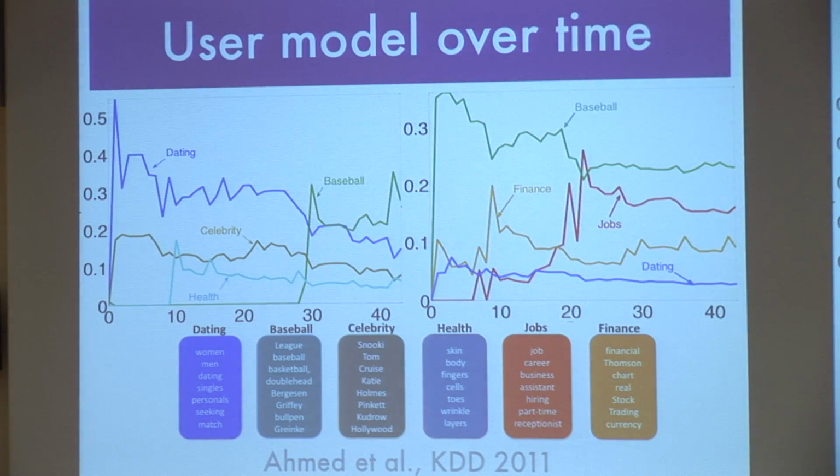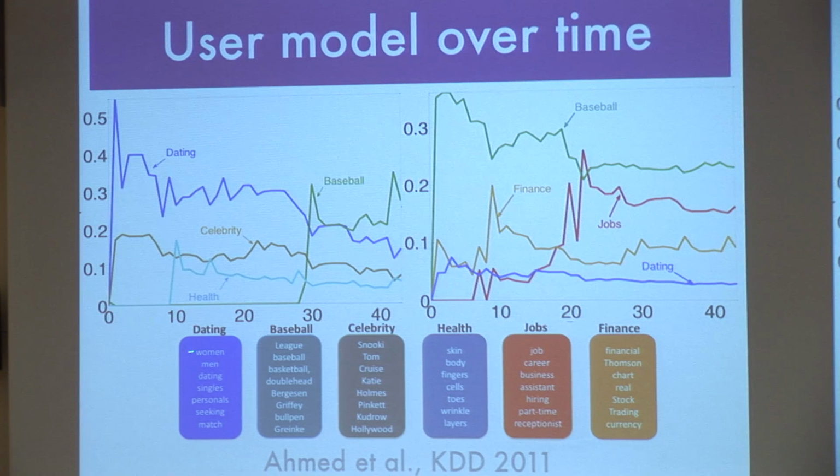Here's something that we did. If you go to KDD, you'll see it. Basically, we tracked users. These are two different users. First of all, we automatically determined what the various interest types are. The only thing that's human-generated are the names of these topics. I guess most of us will agree that men, women, dating, singles, personal, seeking, and match map quite well into dating. Or for instance, Snooki, Tom Cruise, Katie Holmes, Pinkett, Kudrow, and Hollywood: celebrity is pretty good, and so on.